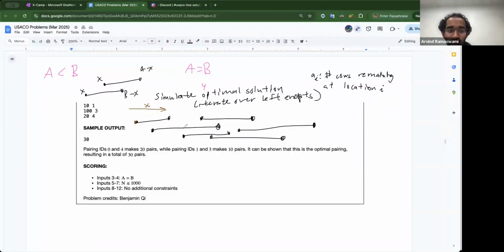So let's say x is currently over here, right? So x can have up to two things that go to the right. One of them is going to be a minus x. Let's say a is over here.